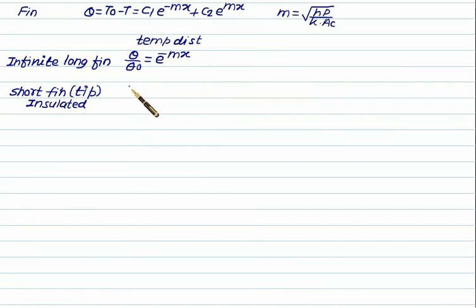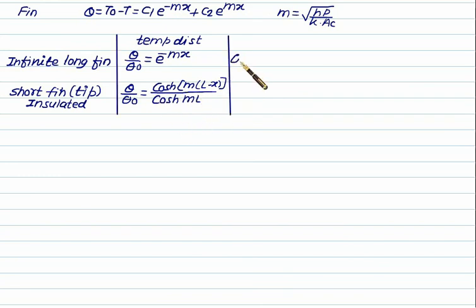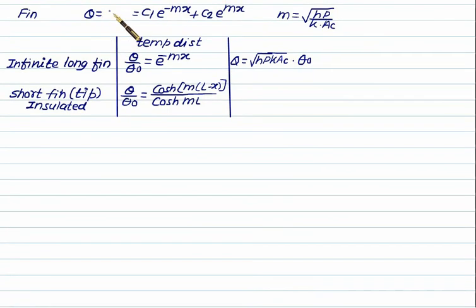For the short fin, it is given as theta upon theta 0 equal to cosh of m(L minus x) divided by cosh of mL. The heat transfer by a single fin is given by Q equal to under root of h p k A_c into theta 0. It is better to write this temperature as T minus T infinity. So whenever you have to write down theta 0, you have to take T0 minus T infinity. And theta is the temperature difference at any distance x.